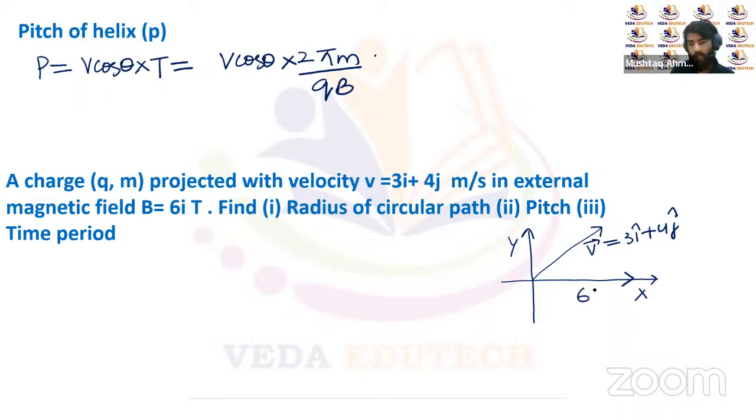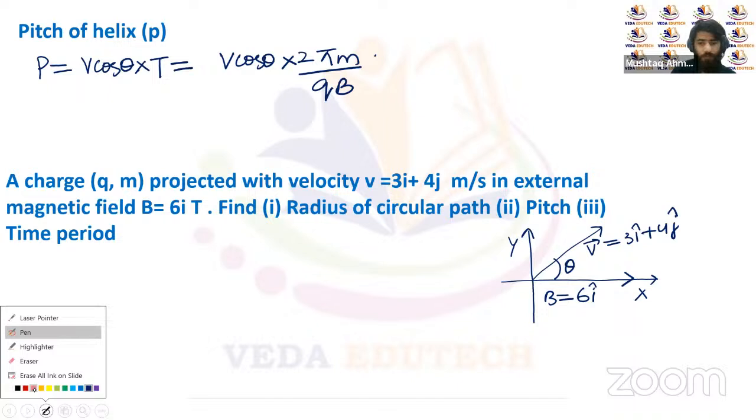So this will be 6 I cap, that's our B. So clearly there is an acute angle between the magnetic field vector and the velocity vector. It means it's definitely going to move in a helical path. The horizontal component of this velocity will drag the charged particle along the horizontal direction, and the vertical component will make the particle move in a circular path. Hence the resultant path will be a helical path.